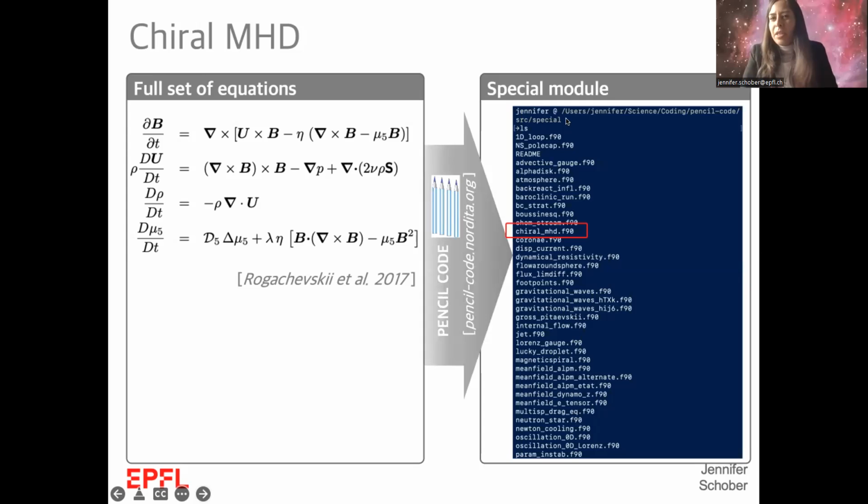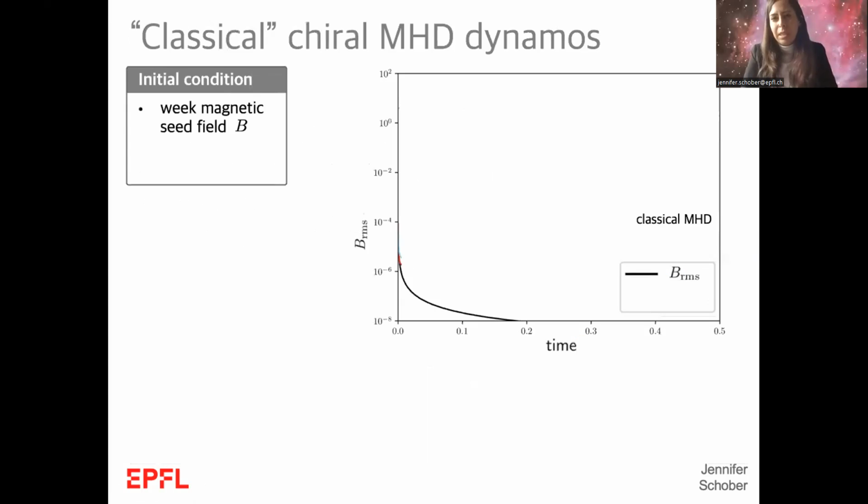So Chiral MHD is a special module of the Pencil Code. You find it in the special folder. It's called Chiral MHD, and it can be switched on if you want to solve this full set of Chiral MHD equations. I already gave a presentation on that 2 years ago at the Pencil Code user meeting, so I won't go into details, but rather show you some results of these Chiral MHD simulations.